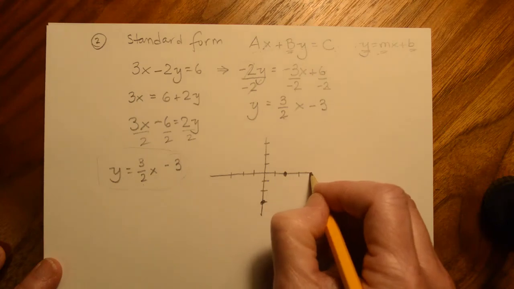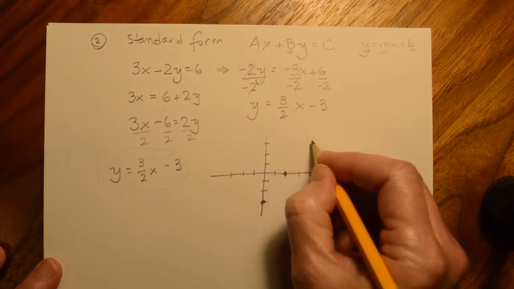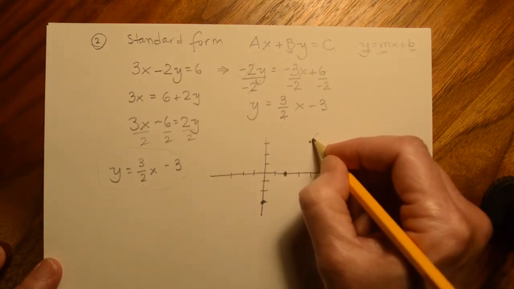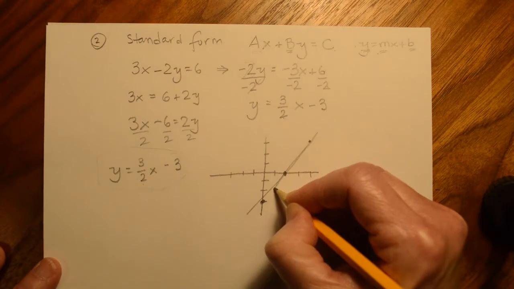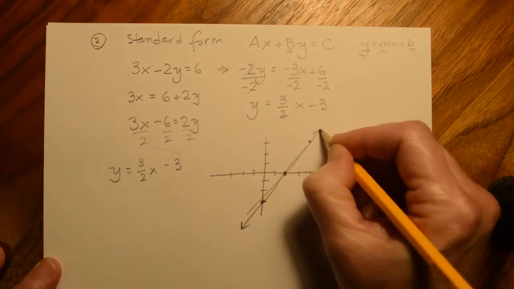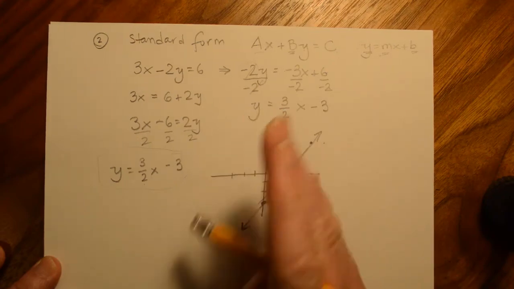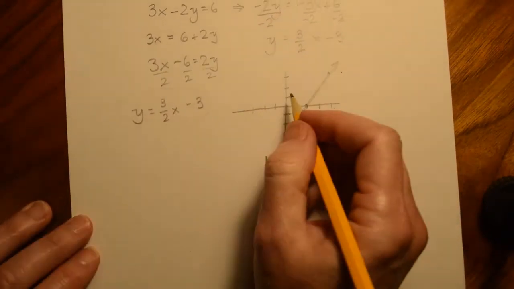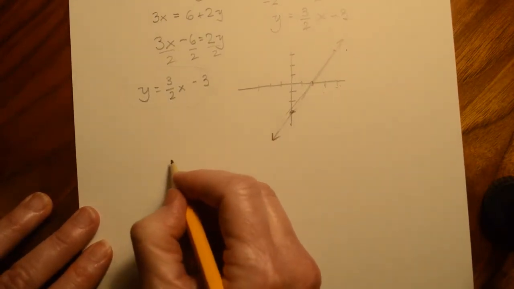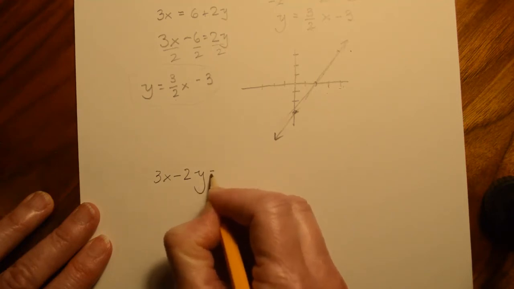And again, you could keep going if you want, if you had room. So I'm going to rise 1, 2, 3, run 2. And then, whoops, again, hopefully you're doing a better job than I am. And if you have graph paper, it's a little bit easier. Okay, so that would be our line. Now, some people will say, that's so much work. I don't want to have to change it into y equals mx plus b form first. And that is totally fine, because here's another way that we can do it.